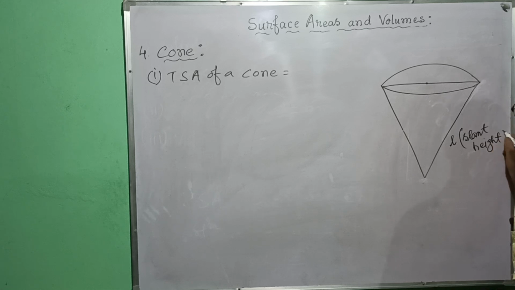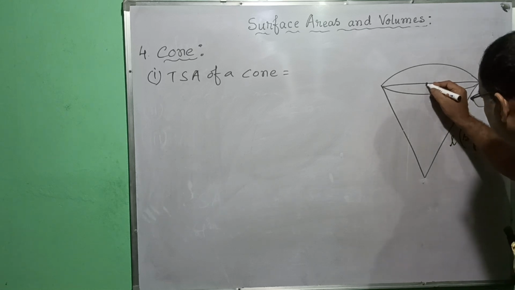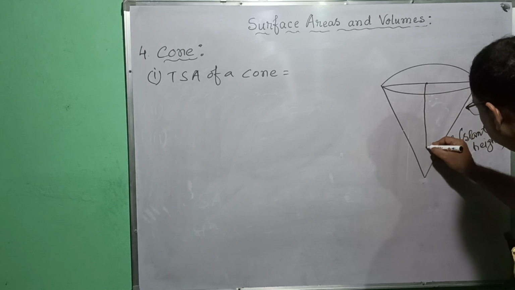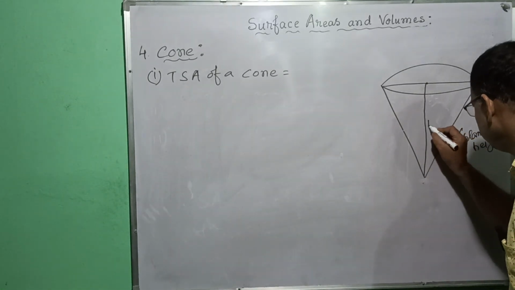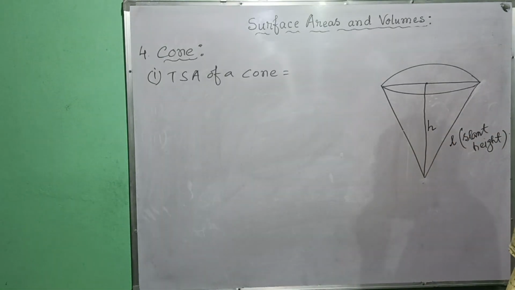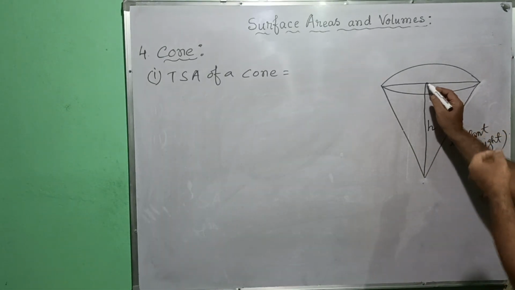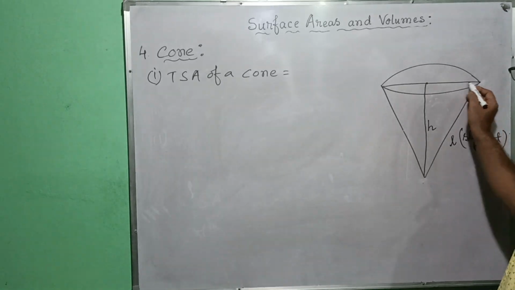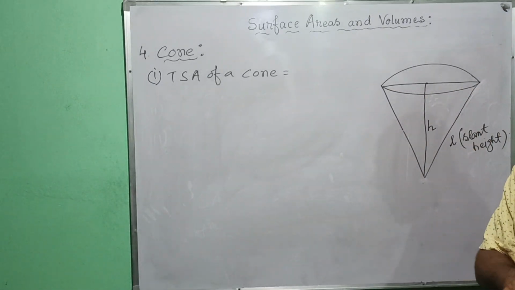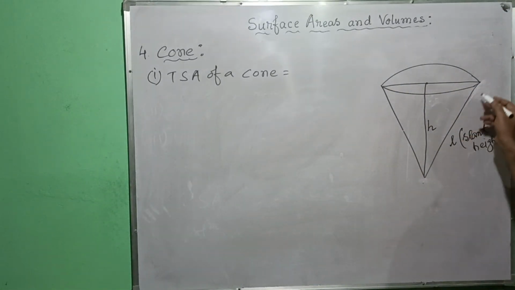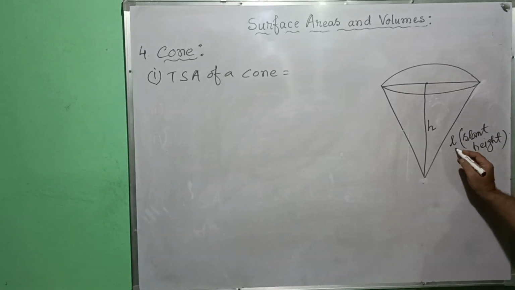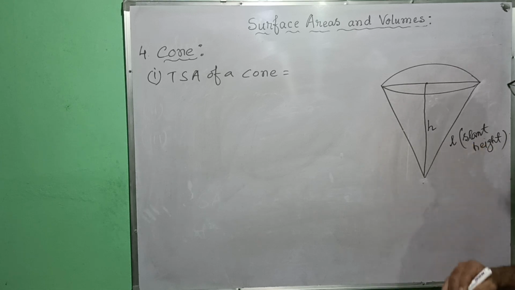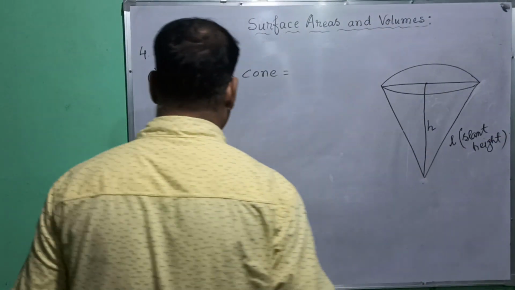This is called the slant height, and this is the actual height, so we'll denote it by h. This is the actual height of the cone, that one is the base radius, and the whole one is called the base diameter. And this is the slant, that's why it is also named slant height, and it is denoted by the small letter l. So these are the terms related to a cone.